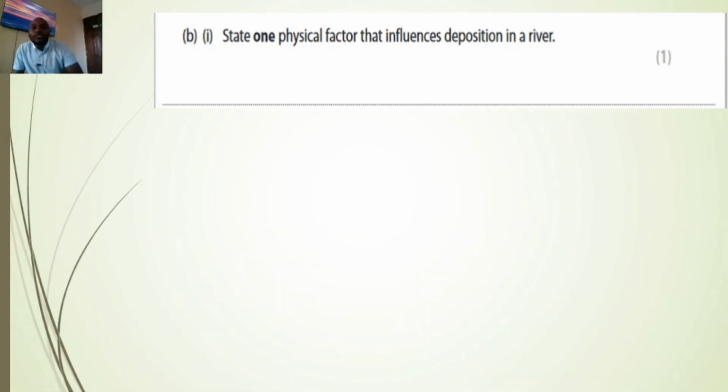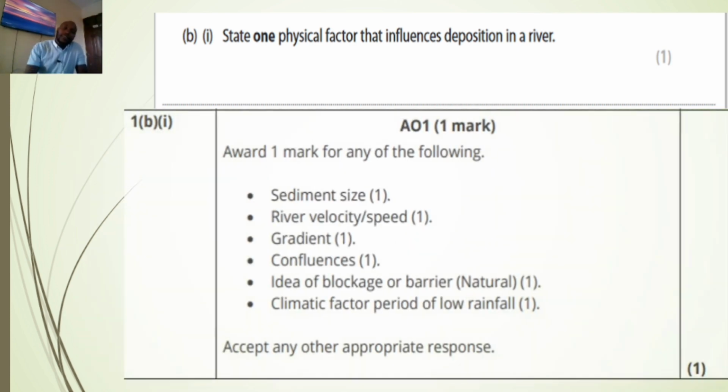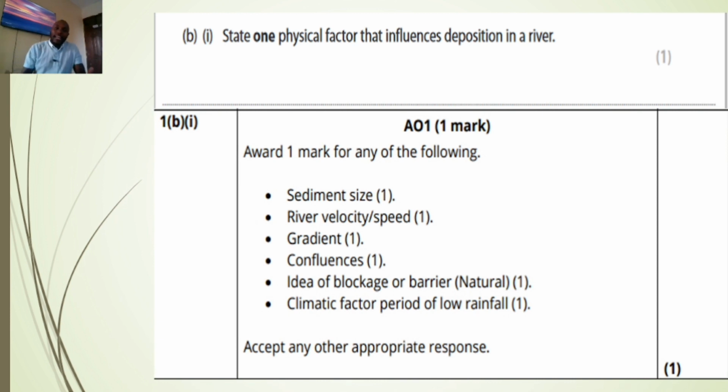And then state one physical factor that influences deposition in a river. There's one that you must know, because that's the exact thing that we finished with when we finished the discussion of this topic. The key one. What do you think? Okay, voila. We have the first one, the major one, when the river velocity is reducing. Then the sediment size, when it's so heavy.